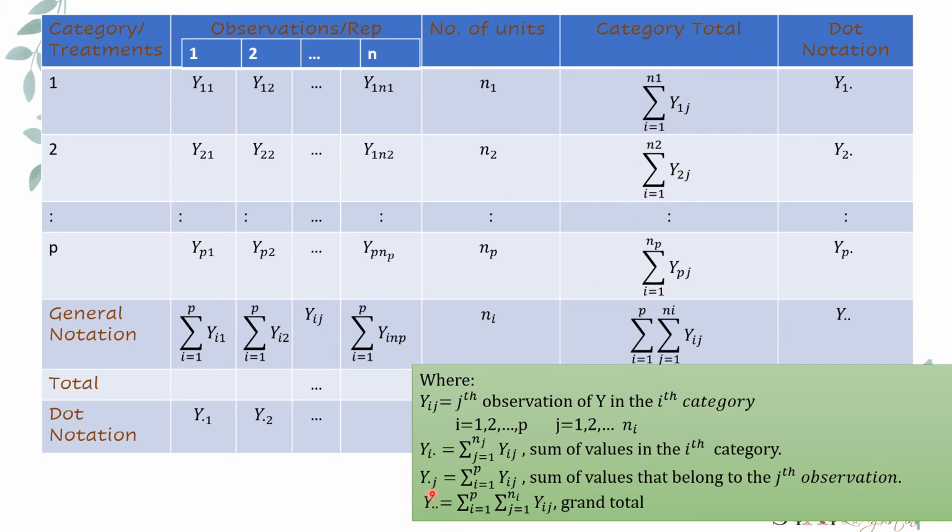And then y dot j, where j is fixed, is the summation of yij, where i ranges from 1 to p, the sum of values that belong to the jth observation. And also the y double dot is equal to the double summation of yij, where j ranges from 1 to ni and i ranges from 1 to p treatments, or it is called the grand total.